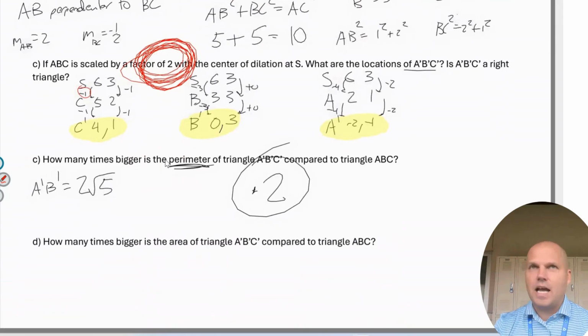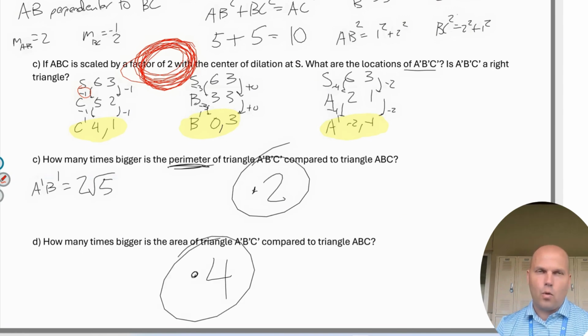And then how many times bigger is the area? Again, we could spend a lot of time doing base times height divided by 2, and you'll have a lot of roots or decimals, but you know that if you took ABC and scaled the lengths by a factor of 2, your areas are going to be scaled by a factor of 4. Why? Because it's units squared. It's area, not lengths. Okay, so that's it.